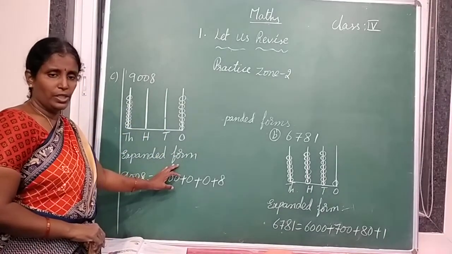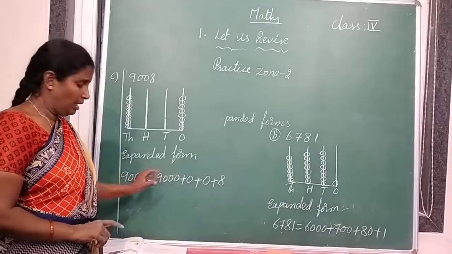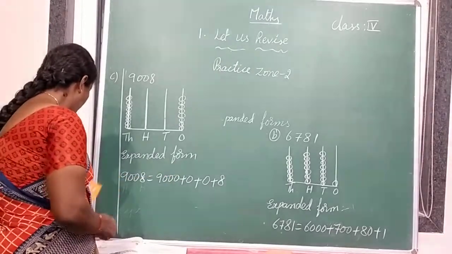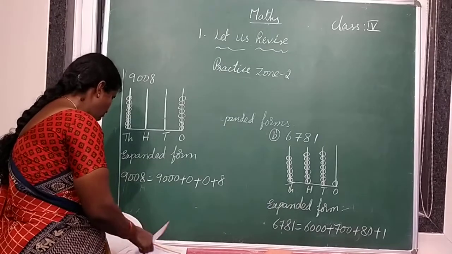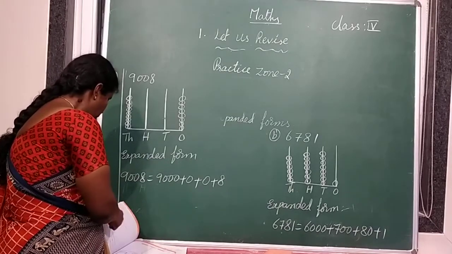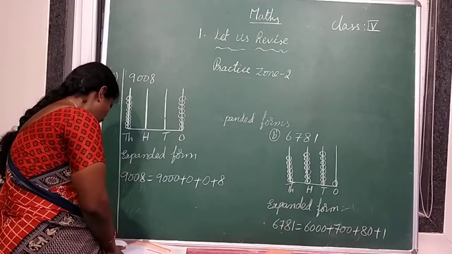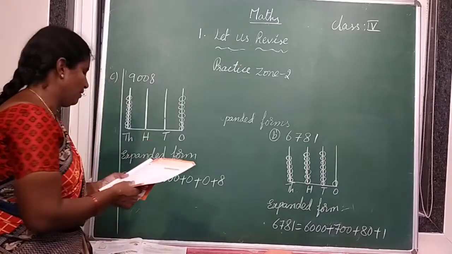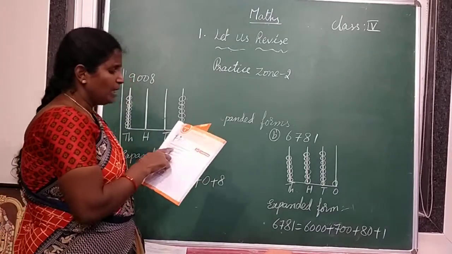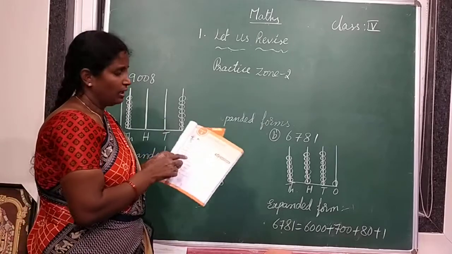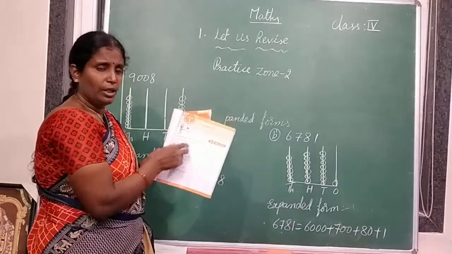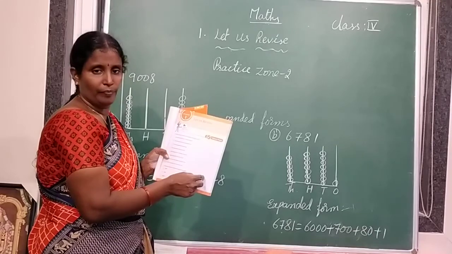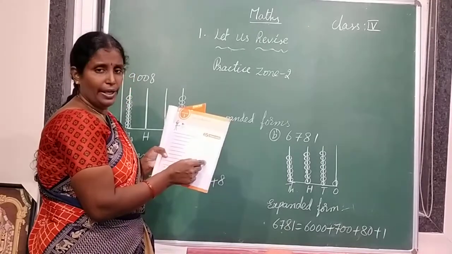So everybody finished 3 sums, and I am going to explain about your homework. All of you open your worksheet. Use pencil in worksheet, page number 5. What are the numbers for the given number names? Here number names are given. You have to write the numbers. Understood?